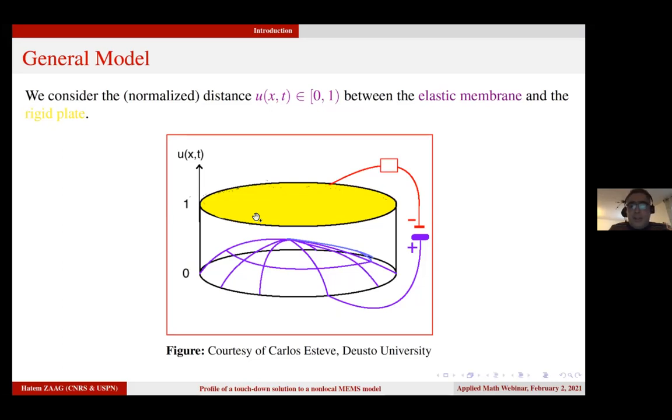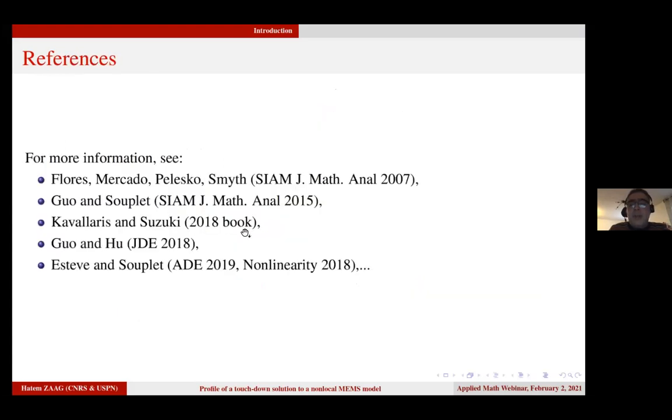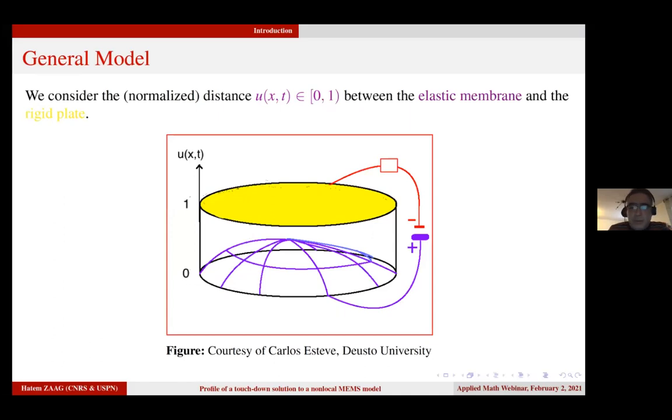You see that I have changed the orientation here. We had the membrane on top, and now it is on the bottom. But of course, we have no gravity here. I mean, we can neglect it anyway.